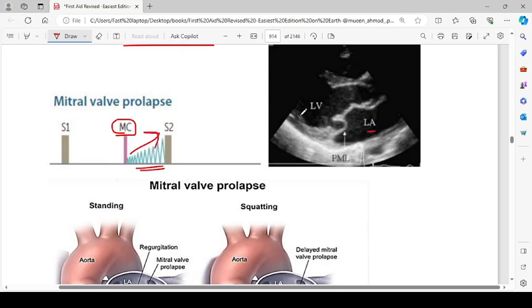So this is left atrium, left ventricle, and what is this? This is PML. What does that mean? PML. I don't know. Protruding mitral valve, something. I don't know. What is the meaning of PML?